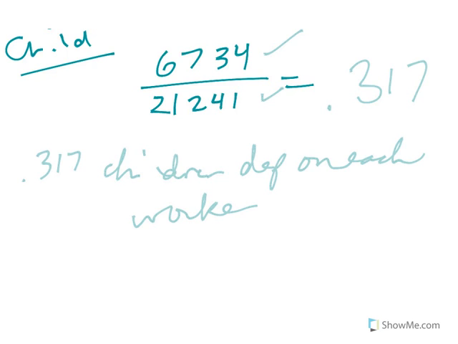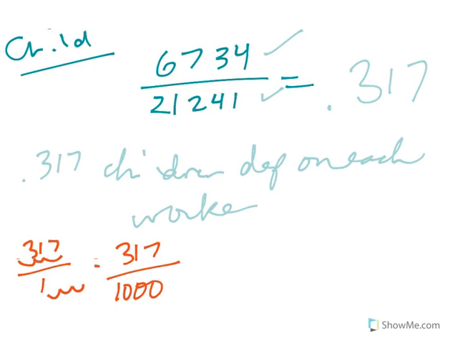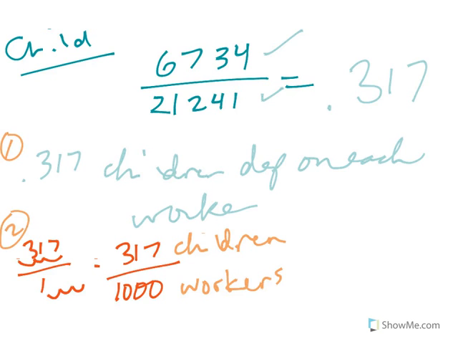If you don't like that, 3 places is 1,000, so you can say, if I have 0.317, that's over 1, if I move it 3 places, I can move this 3 places, and I have 317 over 1,000. So that means we would have 317 children dependent on every 1,000 workers, right? So you have 2 ways that you can interpret that, depending on whether or not you like decimals or if you want to use more whole numbers.